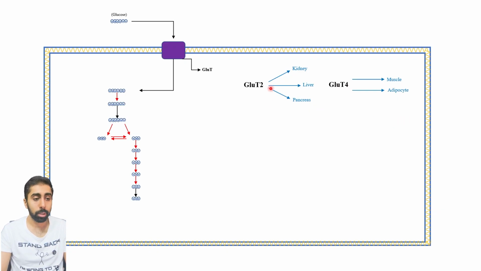Glucose transporter type 4 is insulin dependent. GLUT2 doesn't require insulin to be activated, but GLUT4 is insulin dependent. We need insulin to activate GLUT4. Okay, now glucose enters the cells using GLUT2 and GLUT4.